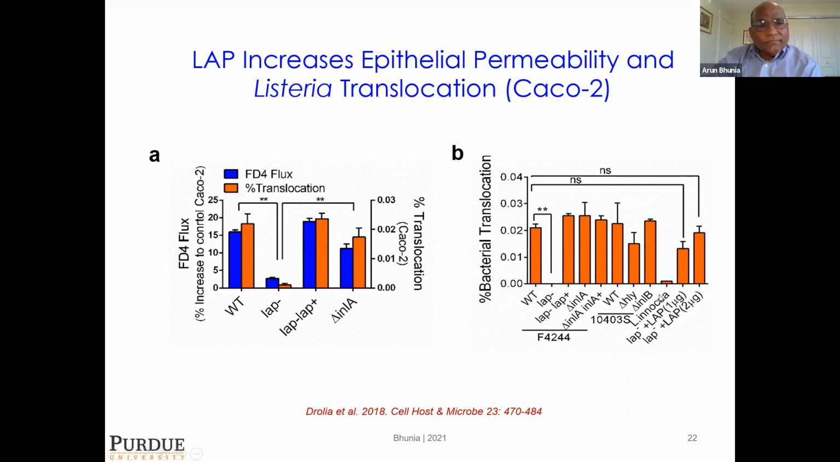Listeria innocua also expresses LAP. It didn't really play any role here. And as I mentioned, that's probably because LAP is not displayed on the cell surface. If you add purified LAP protein to the LAP mutant strain, you can actually restore the bacterial translocation function. So this directly confirms that LAP is involved in bacterial translocation through the epithelial lining.